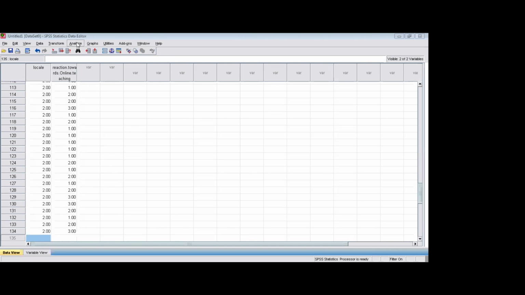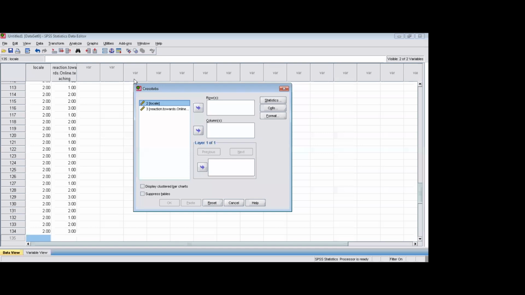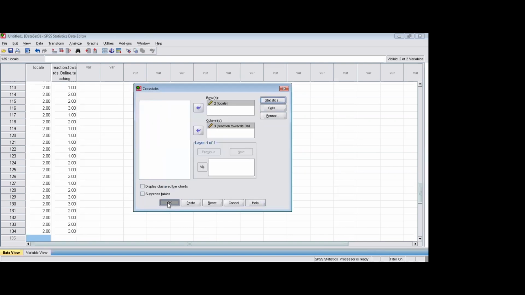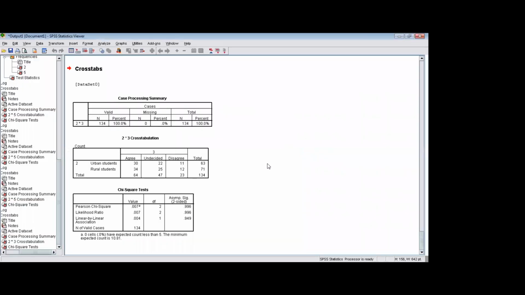Now I go to Analyze, Descriptive, and Crosstabs. On the row, I'm taking locale. On the column, I'm taking reaction. Under Statistics, chi-square is already there. So I say okay. Now this is my result. Here the value is not significant.